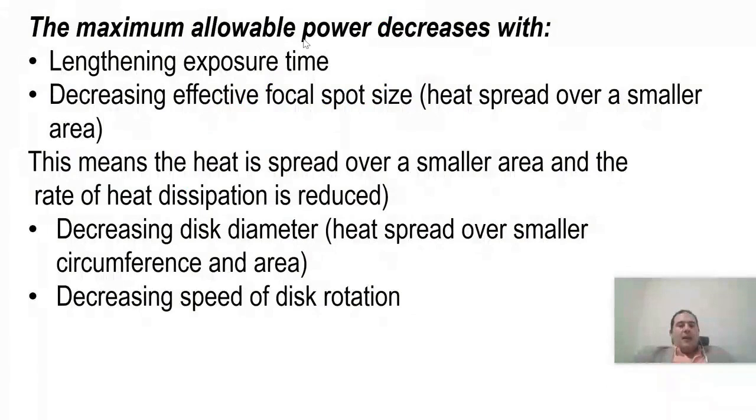As I mentioned, the maximum available power decreases, meaning that the highest power you can provide has a lower value based on certain factors. If you increase the exposure time or reduce the focal spot size, then the power, or the values of the kilovolt and milliampere that you will use, must decrease. The disk diameter of the anode matters. The larger the diameter of the rotating anode disk, the more heat dissipation occurs.